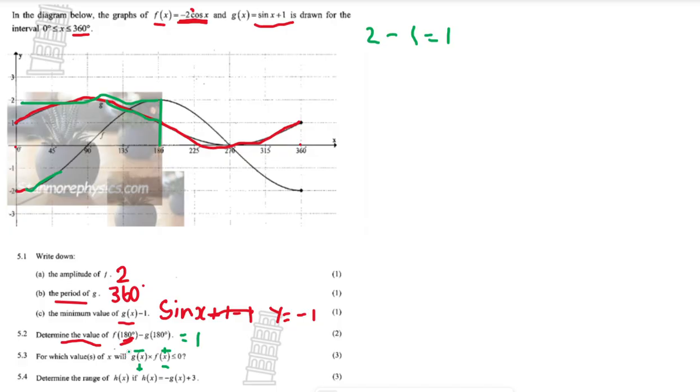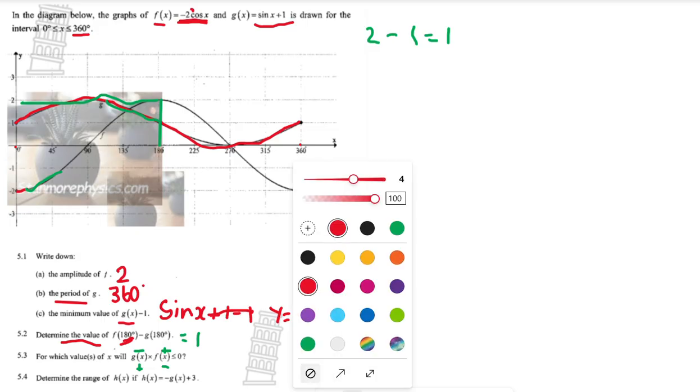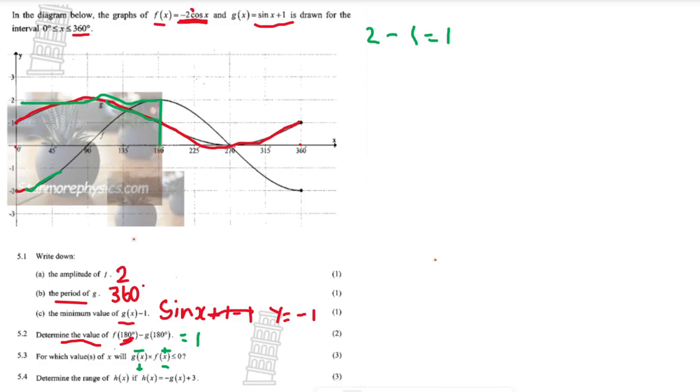Now we're looking at where our g graph is negative and our f graph is positive. Let's change to another color. Let's take orange. Now we're looking at a place where our g is negative. Where's our g graph negative? There's no place where it's negative.